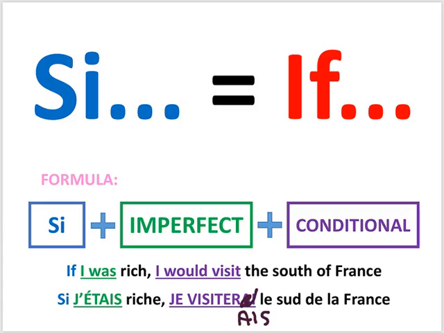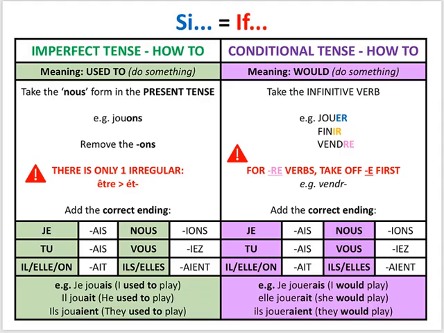There's actually a formula that would be really useful to note down. Si plus the imperfect plus the conditional. If I was rich, I would visit the south of France. Si j'étais riche, je visiterais le sud de la France. You can notice I've colour-coded both of these sentences so you can follow what's being used where. So your question is, do I know how to form the imperfect tense? Do I know how to form the conditional tense?